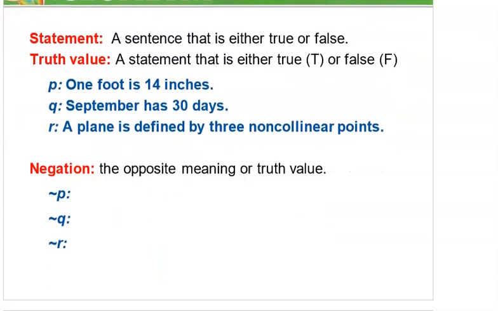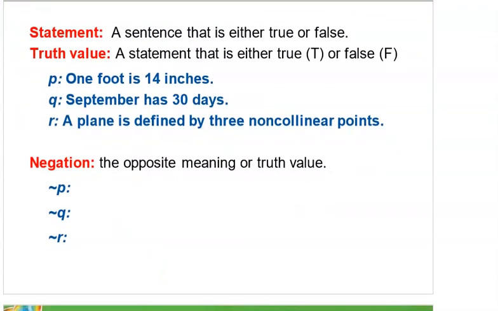The next part of this is notes to 2. So this one we start into things called truth values. So what we do is we assign some symbols to some statements. This statement has a P assigned to it. This one is Q. This one is R. So it may or may not be true, but we're going to look at these. So 1 foot is 14 inches. That would be false. September has 30 days. That's true. A plane is defined by 3 non-collinear points. Yeah, that's the definition, so it's true.